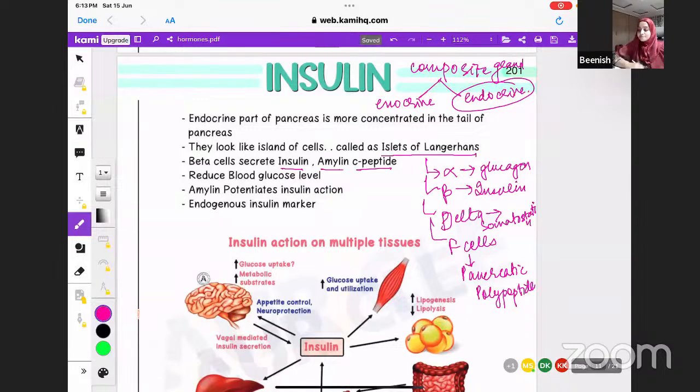Okay. So your insulin, as we all know, reduces blood glucose level. Amylin potentiates insulin action, so it is going to enhance or favor the action of insulin. And your C-peptide is considered an endogenous insulin marker. What it means is that your C-peptide is formed when insulin is produced, in the same equimolar proportion.